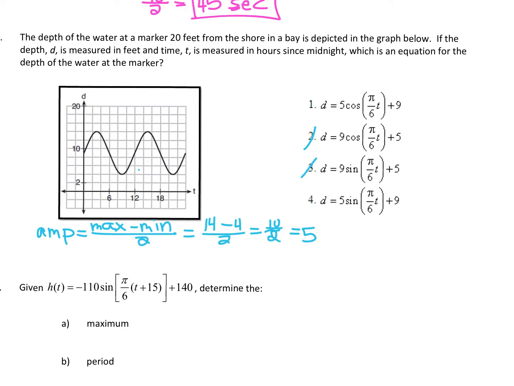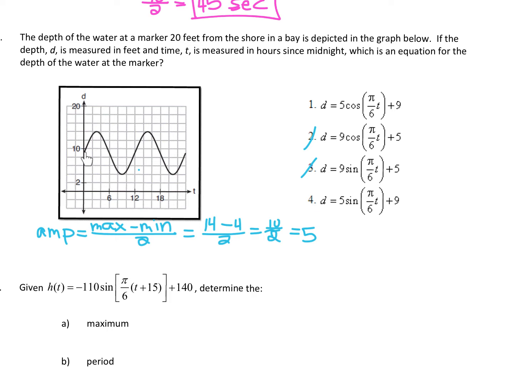Now, since you could see there's no horizontal shift built into the equation, because if there was, wouldn't there be a minus or a plus sign in here? Since there's no horizontal shift, that means our curve is starting at the midline, right? See how it's starting? Here's our midline. So it's starting at the midline.